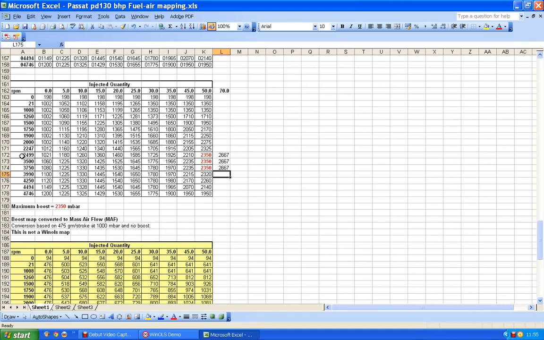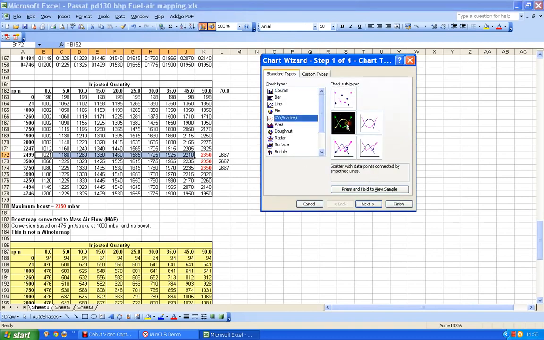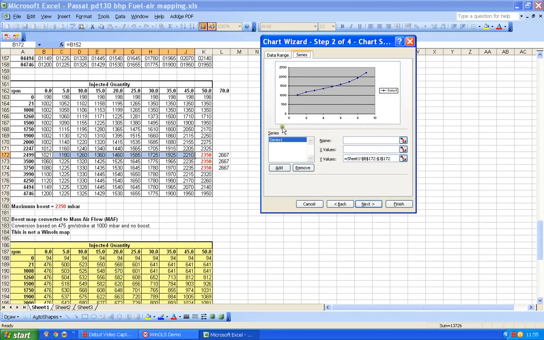We've got 2,500 more or less revs there. What we could have done is just gone to there and said, well, what does that look like on a graph? I'll pick the scatter graph, smooth curve, there it is, series. I'll just give it a name, so I'll call it 2499 revs per minute, because that will remind me what I'm talking about.